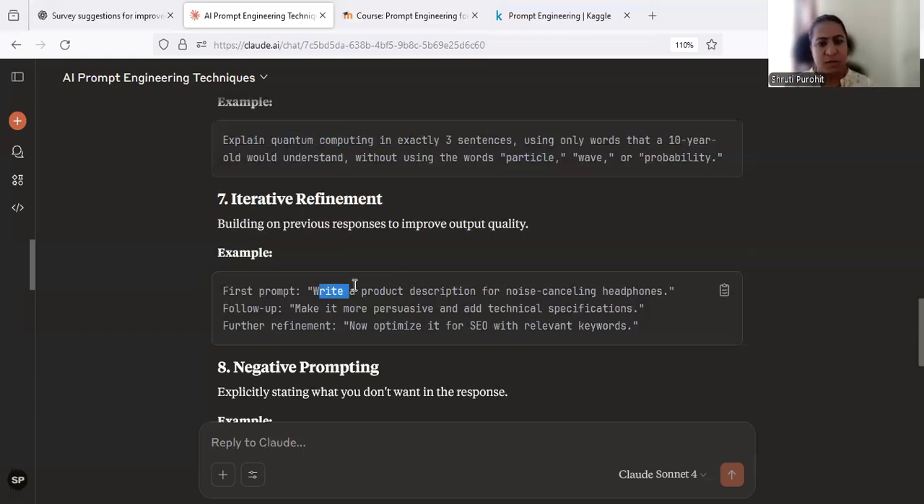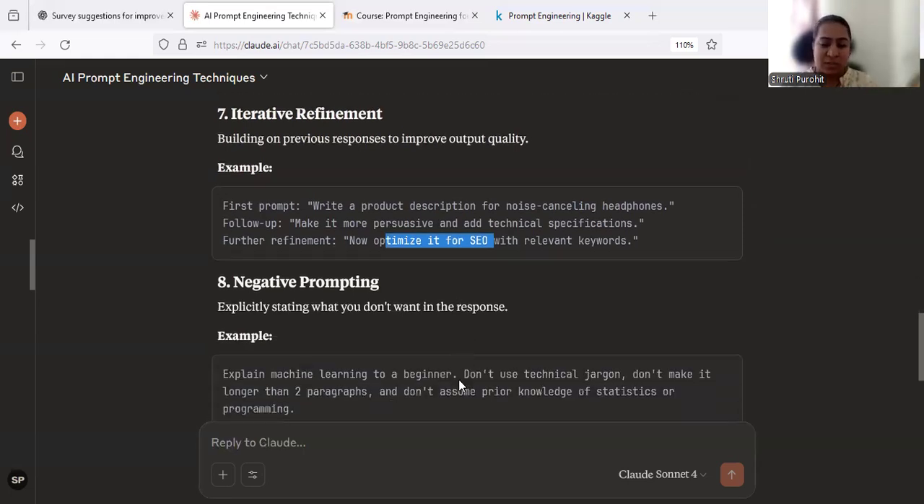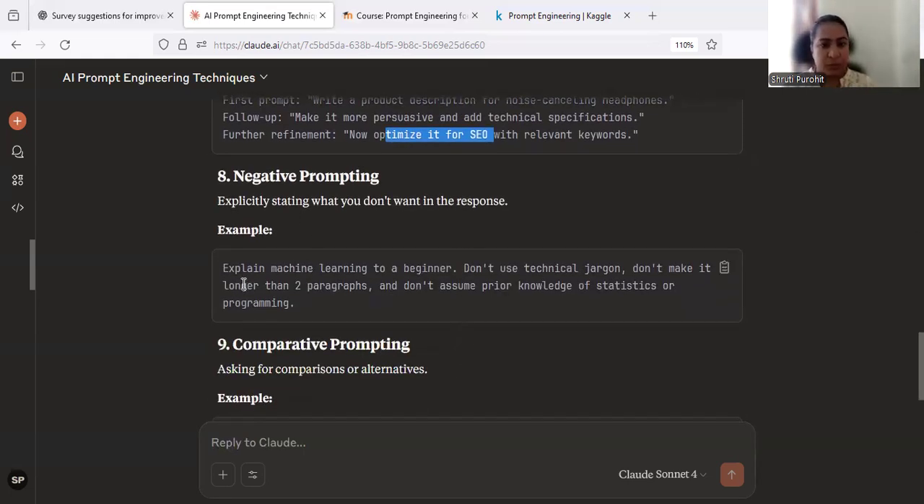Okay, so first prompt: write the product description for the noise cancelling headphones. Then follow up: make it more precise and add technical specification. Then further refinement: now optimize it for SEO and relevant keywords. So we are just extending, or expanding, that particular prompt in different ways, until we get a proper answer from the AI.